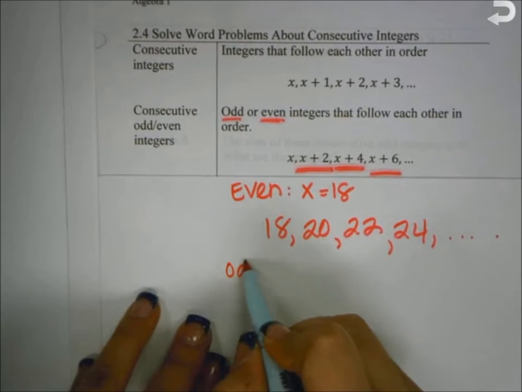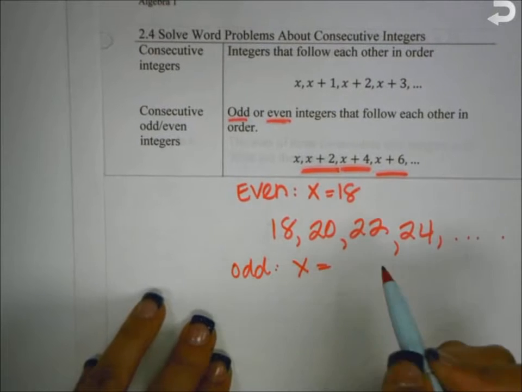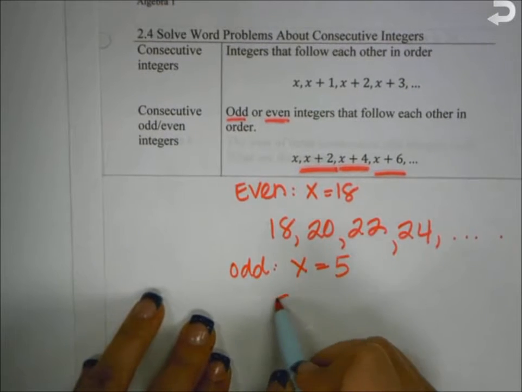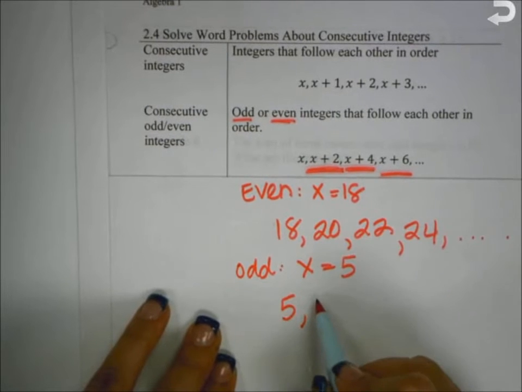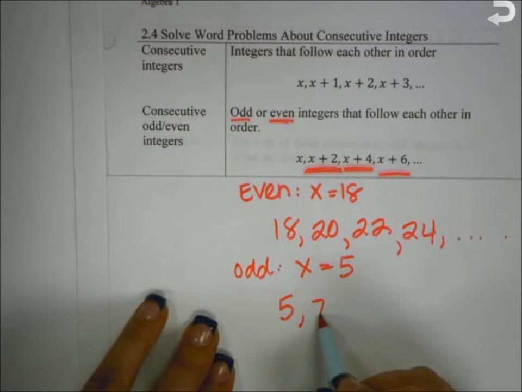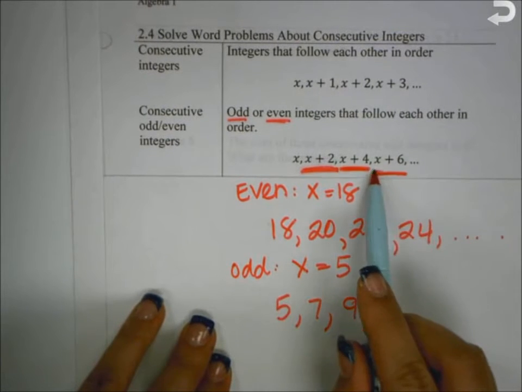So somebody give me an odd integer. X equals 5. There we go. Okay, so 5 is the first number. What would be x plus 2? 5 plus 2 is 7. 5 plus 4 is 9. 5 plus 6? 11. And so doesn't that work too?